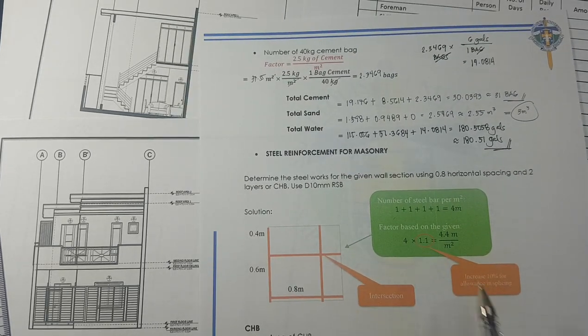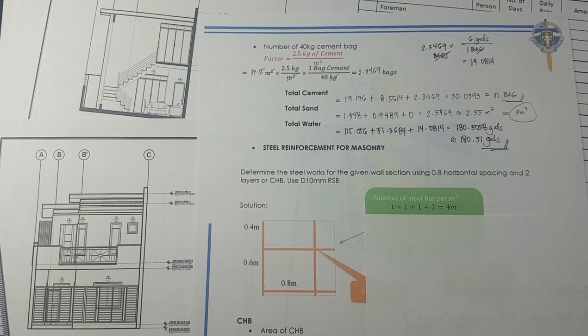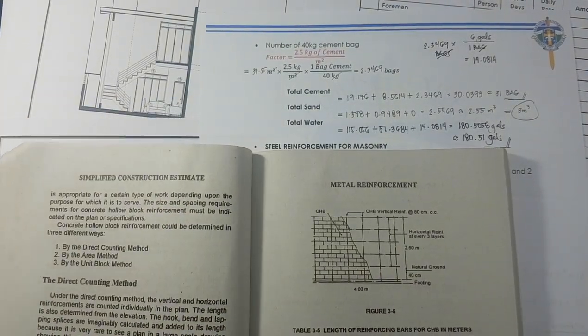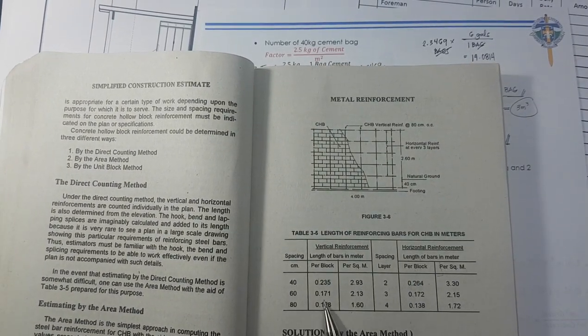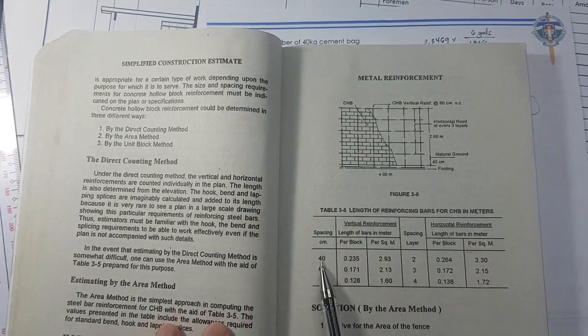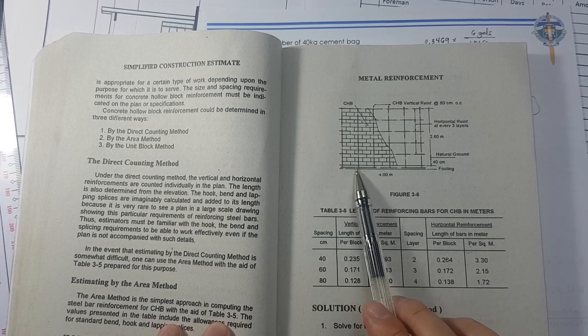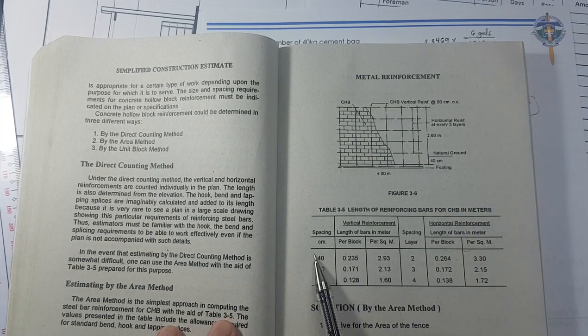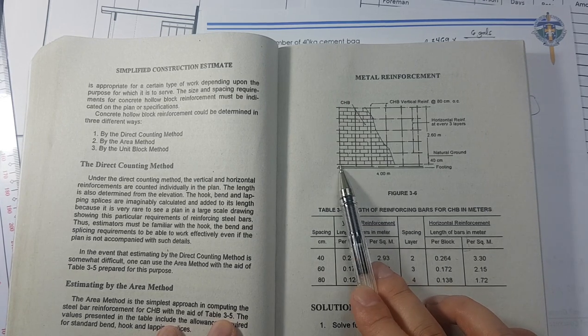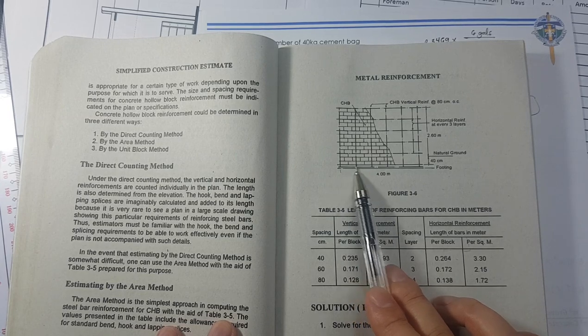Next would be the steel reinforcement for masonry. For this, we will use the same area method. In the reinforcement of our steel, we have the vertical reinforcement and the horizontal reinforcement. For the vertical reinforcement, we have what we call spacing, which is between two vertical reinforcements. So, this is our vertical. The spacing can be 40 cm, 60 cm, or 80 cm.